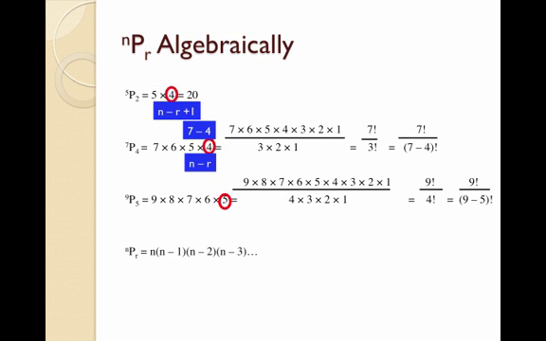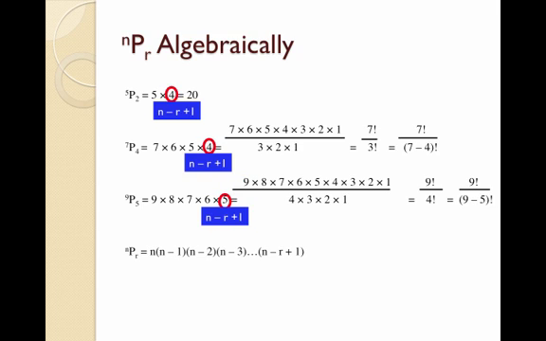Let's have a look and see if it works out for the next example. 7 minus 4 is 3, and if I add 1 to that, I get 4, which is the number that I stopped multiplying at. Let's see if it works for 9P5. 9 take away 5 is 4, and if I add 1, I get 5. Awesome, it works. So the last term in my algebra answer will be to multiply by n minus r plus 1.